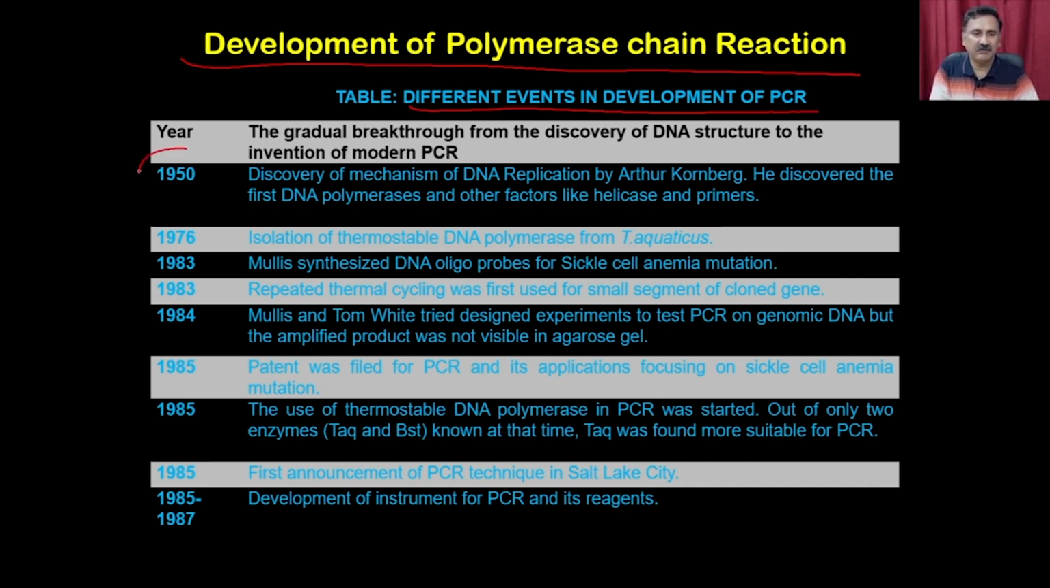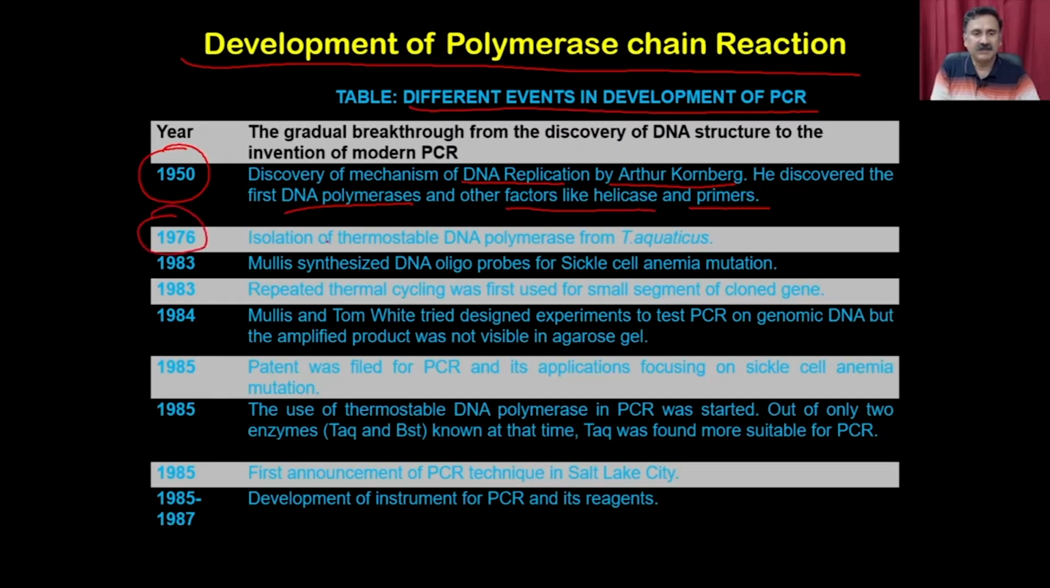For example, in the year 1950, the author Kornberg discovered DNA replication, and that's how we came to know what different proteins are involved and how the DNA polymerase synthesizes the DNA. He discovered the DNA polymerase, helicases and primers, and that's how we know that all these enzymes are involved. Then in the year 1976, the thermostable DNA polymerase from Thermus aquaticus was discovered, which is called Taq DNA polymerase.